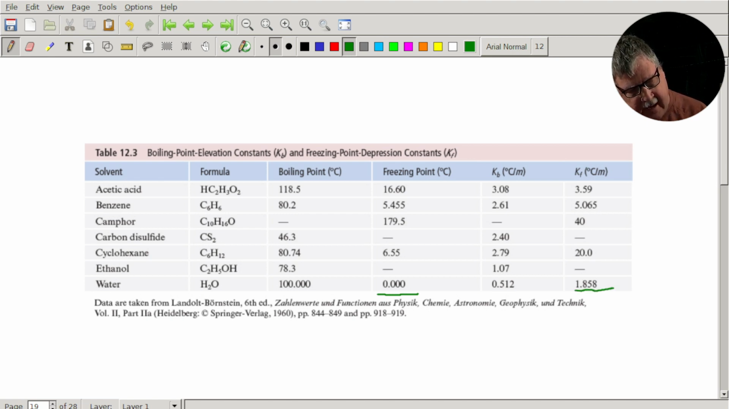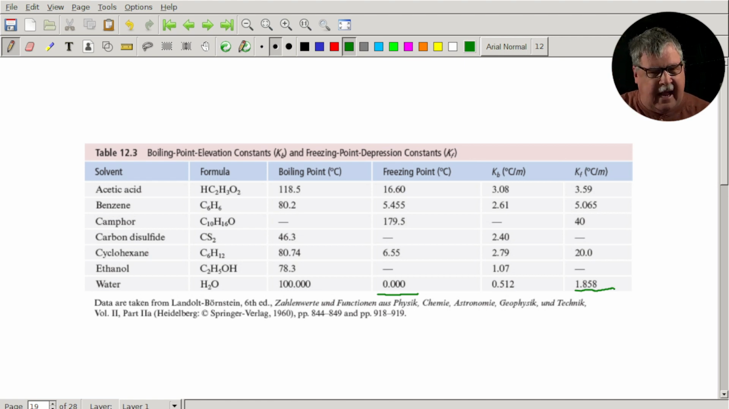Basically, what this is telling us over here, there's the freezing point depression constant for water, 1.858 degrees centigrade per molal. That means that if I have a 1 molal solution of solute particles, the freezing point of that solution will be 1.858 degrees Celsius below the normal freezing point. So it would be negative 1.858 degrees Celsius. That's what you have to remember. That's how far the temperature goes down.